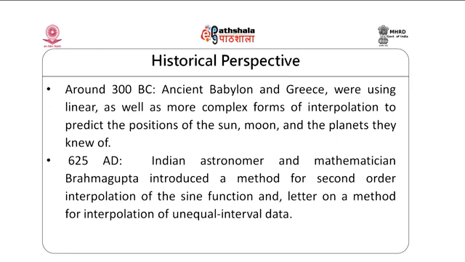What is the historical perspective of interpolation? See, around 300 BC, ancient Babylon and Greece were using linear as well as more complex forms of interpolation to predict the positions of the sun, moon and the planets they knew of. In 625 AD, Indian astronomer and mathematician Brahmagupta introduced a method for second order interpolation of the sine function, and later on a method for interpolation of unequal interval data.